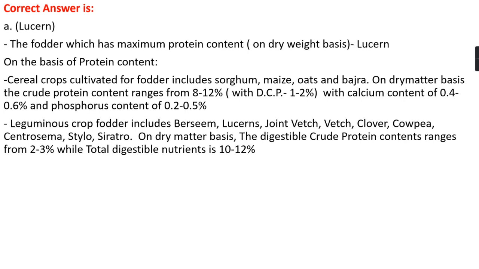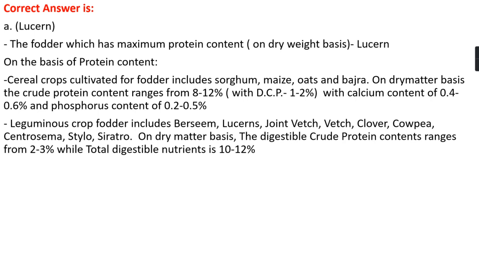On the basis of protein content, there are two types of fodder. Cereal fodder, or non-leguminous fodder crops, mainly include sorghum, maize, oats, and bajra. On dry matter basis, the crude protein content ranges from 8 to 12%, with digestible crude protein 1 to 2%, calcium content 0.4 to 0.6%, and phosphorus content 0.2 to 0.5%.